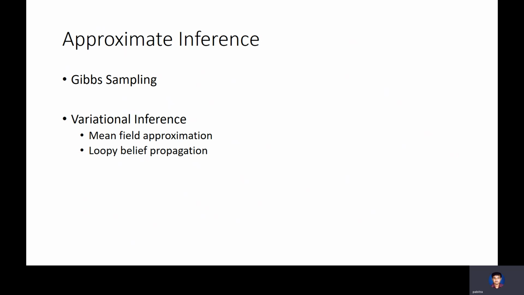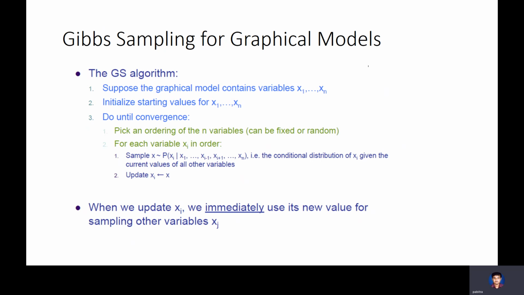We basically know what Gibbs sampling is. Let me explain it for the graphical model. The steps are as follows. Suppose I have a graphical model with variables x1 to xn. Initialize the variables with any value in their domain. Any value in the domain of x1 to xn, you initialize them with. And then till you reach convergence, I'll explain what convergence means.